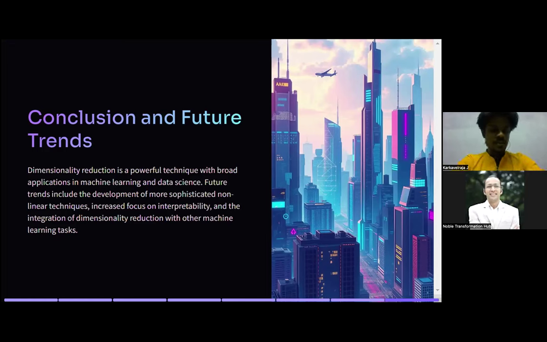Future trends include development of more sophisticated non-linear techniques, okay, an increased focus on interpretability, and then integration of dimensionality reduction with other machine learning tasks. So the major thing dimensionality reduction is going to do is reduce the computational complexity and the resource needs, so that the problem that we are having today can be somewhat reduced. Okay, so yeah, sir, over to you.